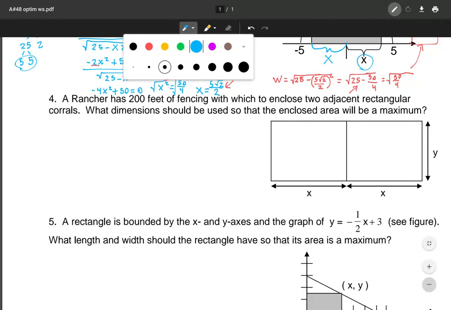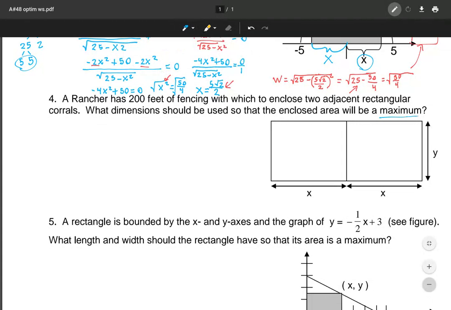It says a rancher has 200 feet of fencing with which to enclose 2 adjacent rectangular corrals. What dimensions should be used so that enclosed area will be a maximum, right? So notice that it says the word maximum in here. So I want the area to be maximum. So what I'm going to do here is first, I'm going to write the area formula, right? And the area formula is just, again, length times width. The length in this case is going to be 2x, and the width is going to be y, okay? Now, the difference on this problem is that I want to have everything in terms of x, so I can take the derivative of the area formula and set that derivative equal to 0.